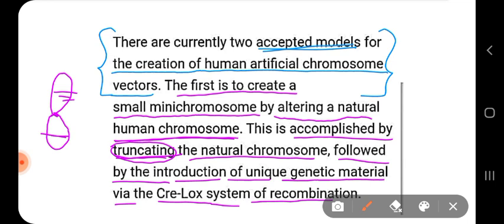So by the recombination technique, first we isolate the normal chromosome from a particular cell, then we truncate that natural chromosome and remove the unessential segments from it. Here, unessential segments means those which are not required for chromosome stability. In that place we will now introduce our genetic material. And how will we introduce it? With the help of the Cre-Lox system of recombination.